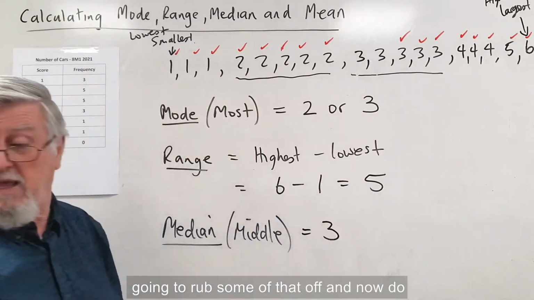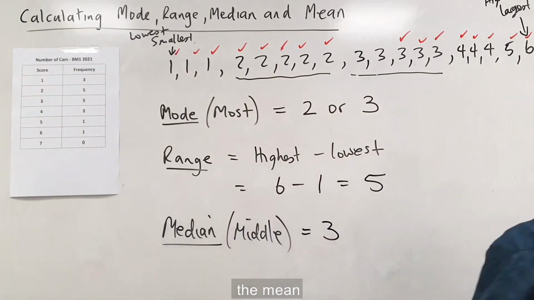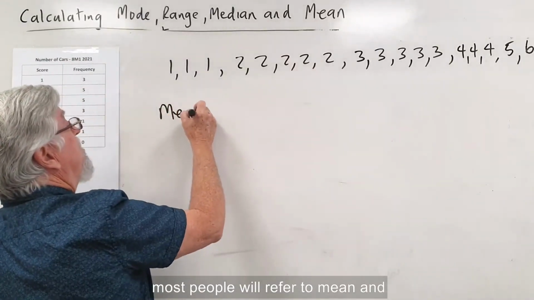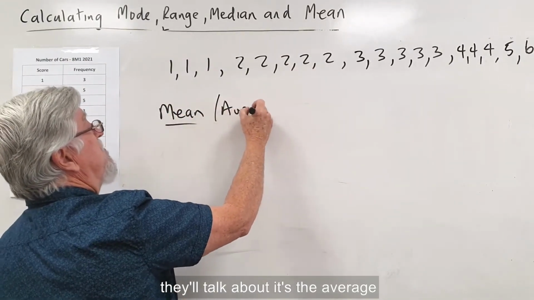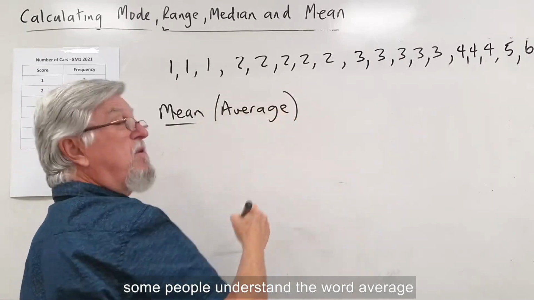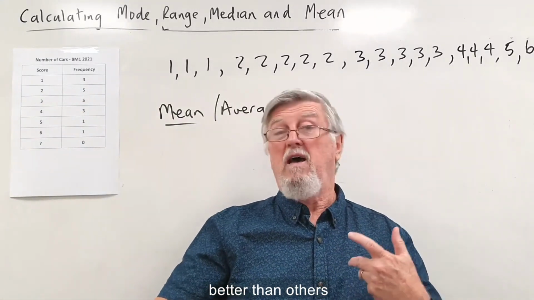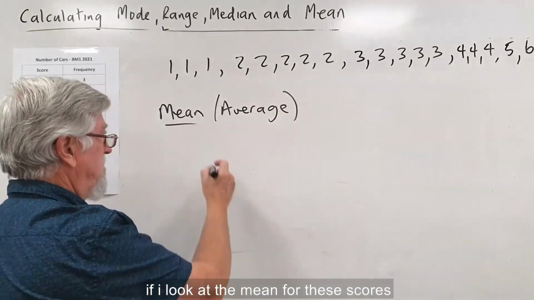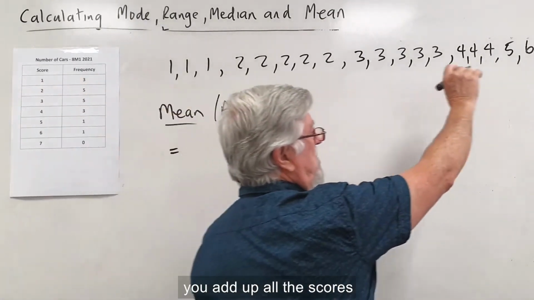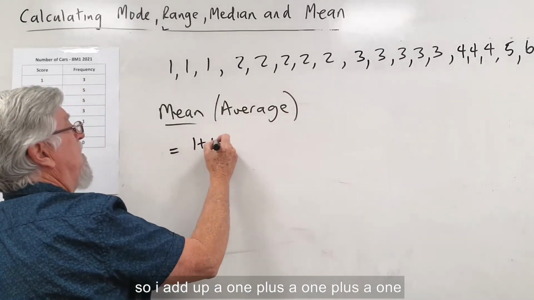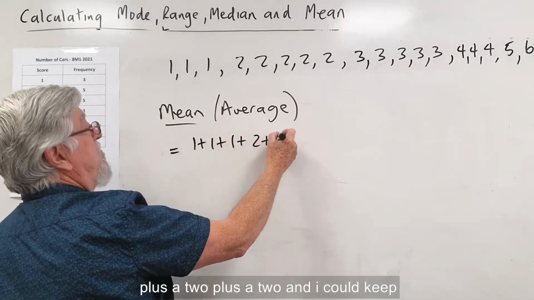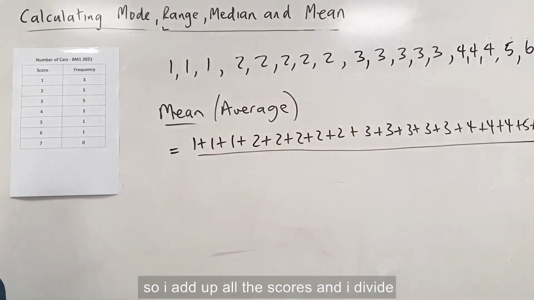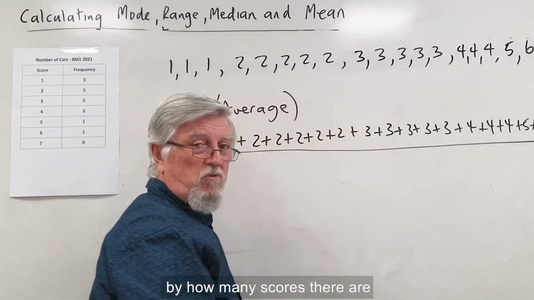Now, I'm going to rub some of that off and now do the mean. Now this is a big one, mean. Most people will refer to mean and they'll talk about it as the average. Some people understand the word average better than others, and that makes sense to a lot of people. If I look at the mean for these scores, you add up all the scores. So I'd add up a 1 plus a 1 plus a 1 plus a 2 plus a 2, and I could keep going. I'll jump ahead. So I add up all the scores and I divide by how many scores there are.